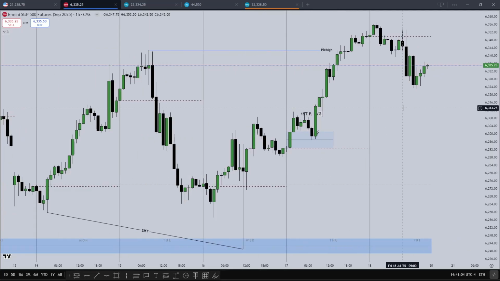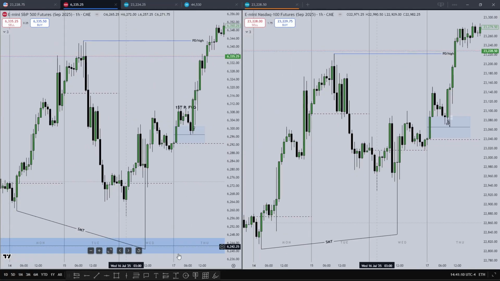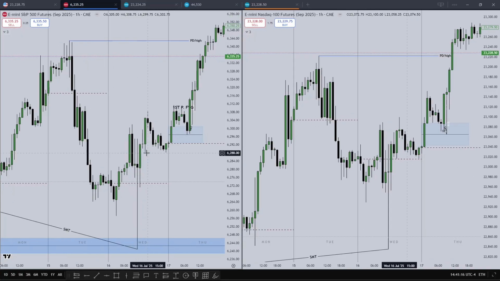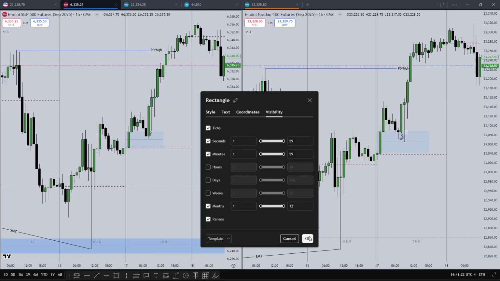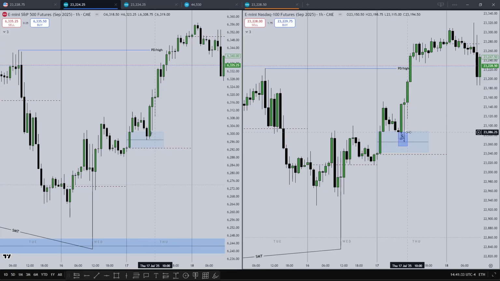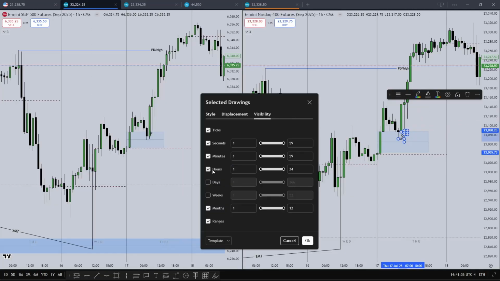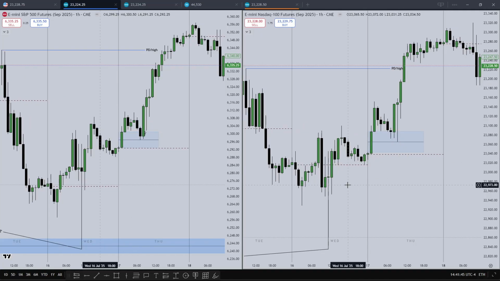So what do we have right here? As we can see, an SMT. NQ did not take this low, and ES did take that low. And we have also this fair value gap. Price had reacted nicely to the consequent encroachment of it here as well, and we have a nice SMT that we're going to talk about in the 15-minute chart, which we're going to go to in a minute.